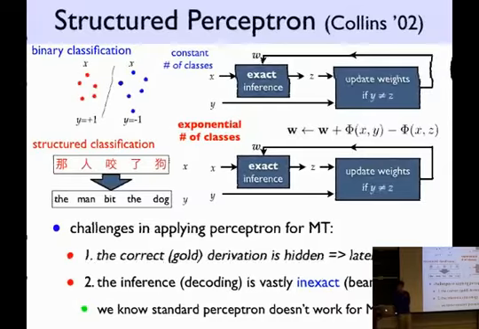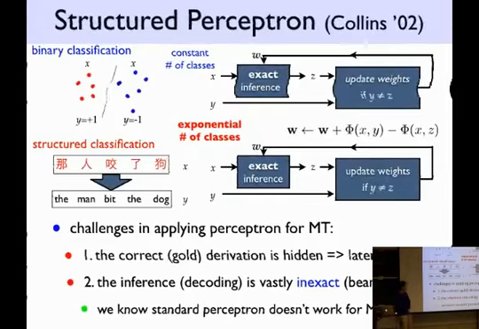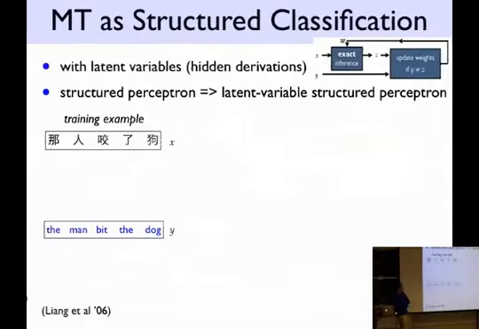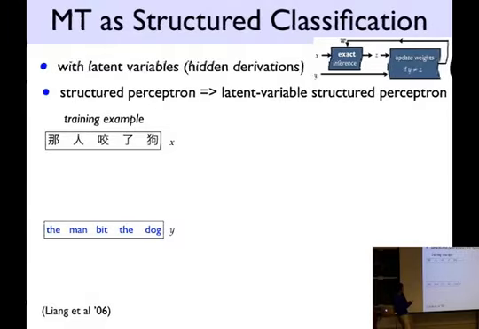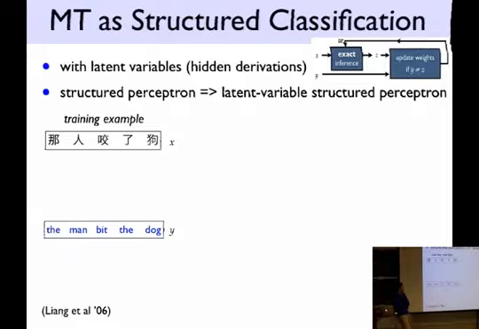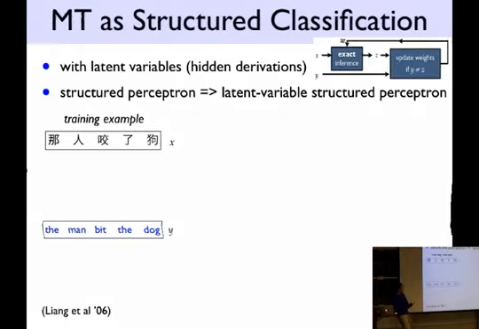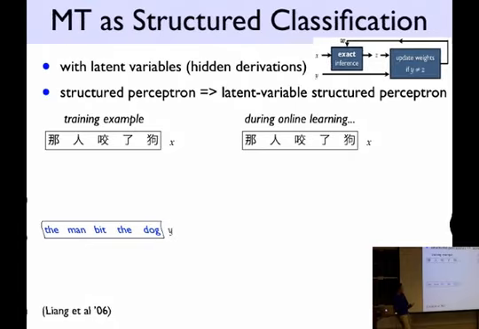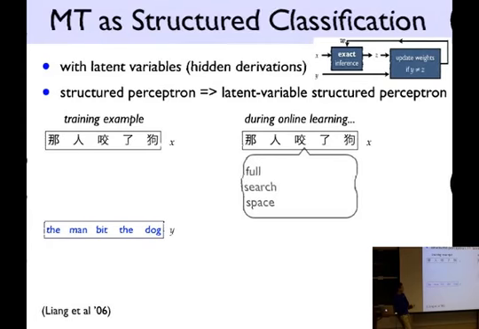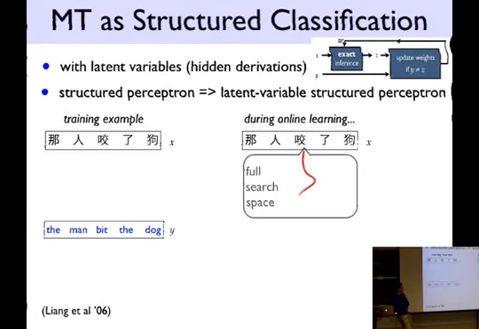The first challenge is actually old, and people have done work on it. So, the next slide. The first challenge is structured classification with latent variables. So you have a training example x and y that's annotated. How does x translate to y? That's hidden. Now in online learning time, in perceptron time, you take one example and you do decoding. So during online training, you take this example x and you try to decode it with your current weights, your current model. And this is your full search space. It's exponentially large. You've got one best derivation.